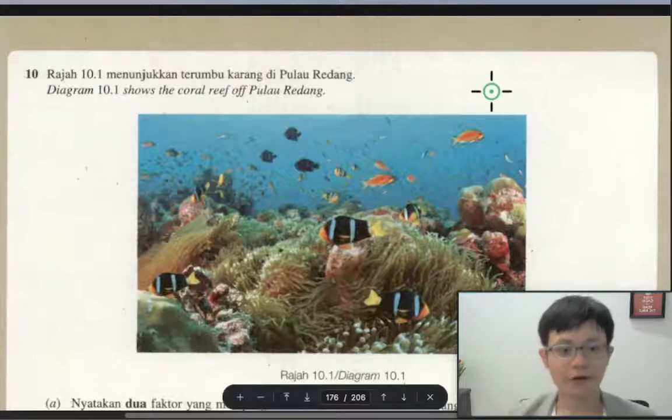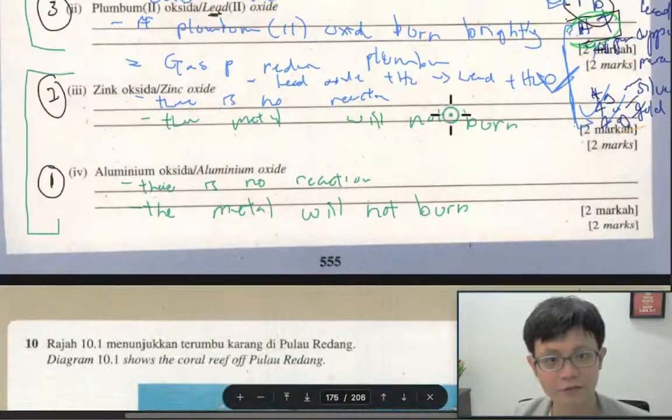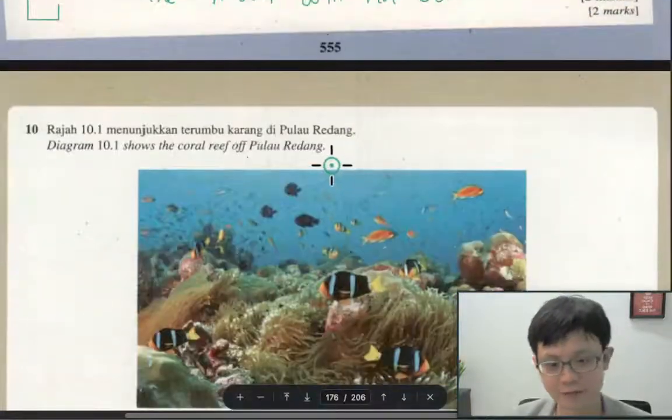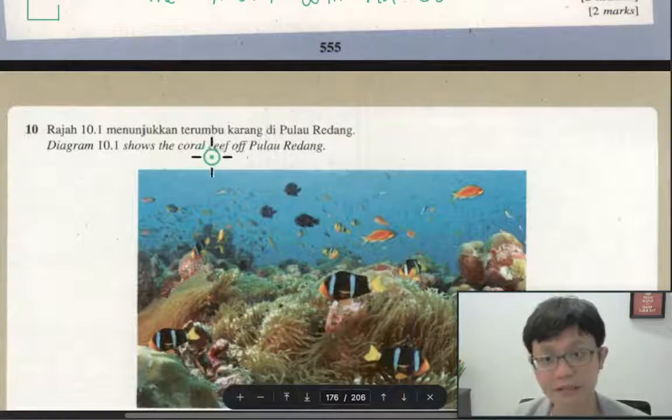Okay, hello students, welcome back, and we are looking at the next question. The previous question was difficult. I think this question is a lot easier.